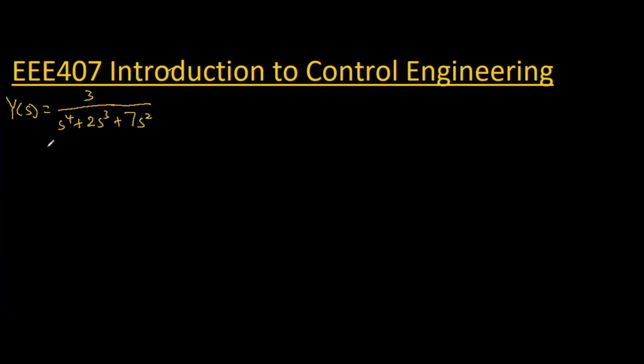Now, in the last video, we ended up with an expression of this form, and this is the output of our system. We've supplied a unit ramp to the system, and this is the output we got. Now, I asked the question, can we get a time function out of this? To get a time function out of this, we want to take what is called the inverse Laplace transform.